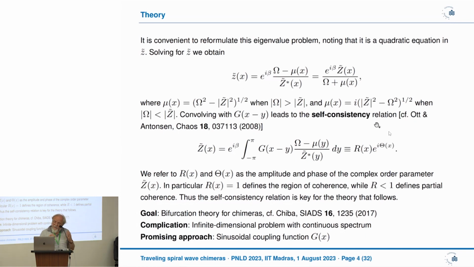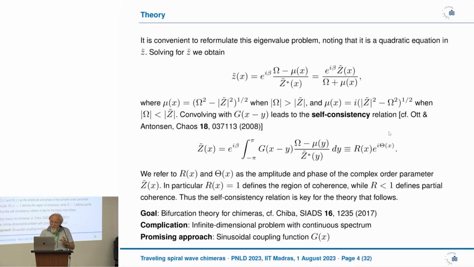So our questions here are, we would like to understand, first of all, when these chimera states, these partially ordered states exist, we'd like to be able to do bifurcation theory for them. And very nice work has been done by Hayato Chiba, for example, that I mentioned there. The difficulty with doing bifurcation theory for these kinds of problems, and that was recognized by a number of people, including Crawford, we heard that name before, is that the linearized problem has a continuous spectrum.